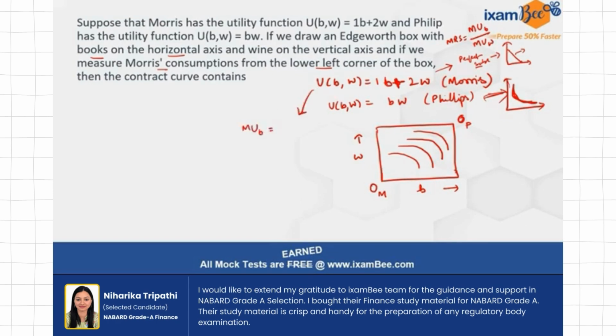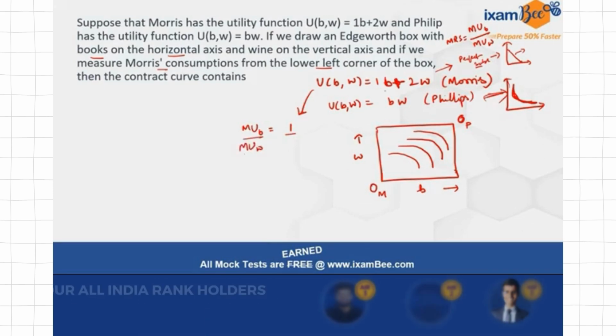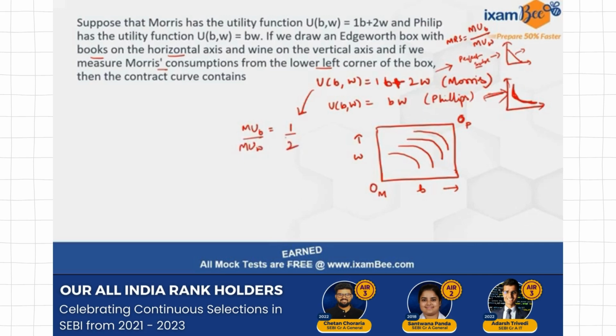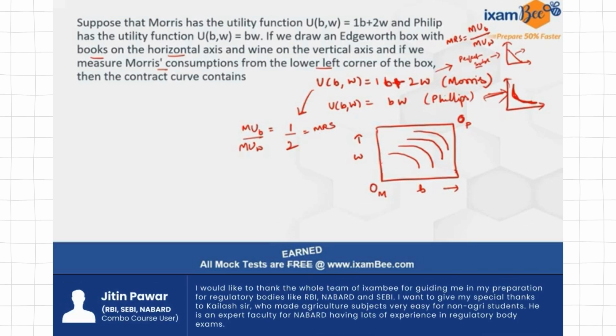So when I differentiate this with respect to B, what am I going to get? I get 1, right? And when I differentiate this function with respect to W, that is wine, what do I get? I get 2. So this is my MRS, which is the slope of the indifference curve. So the slope is going to be half, right? So it's going to be a little flatter.